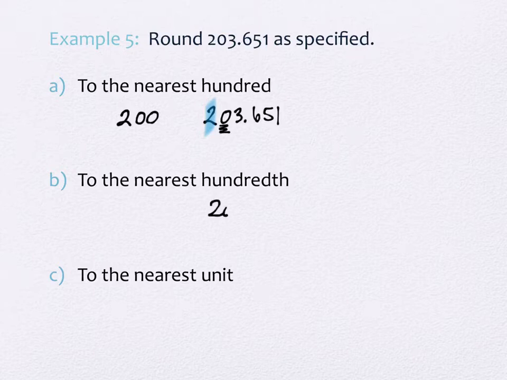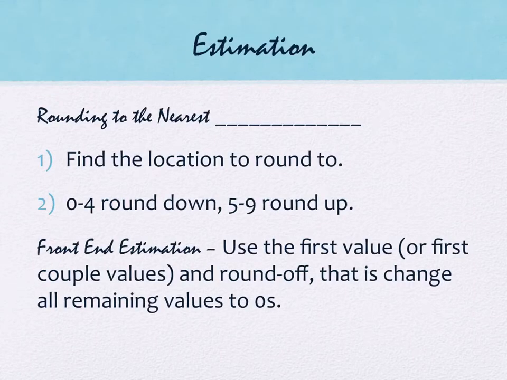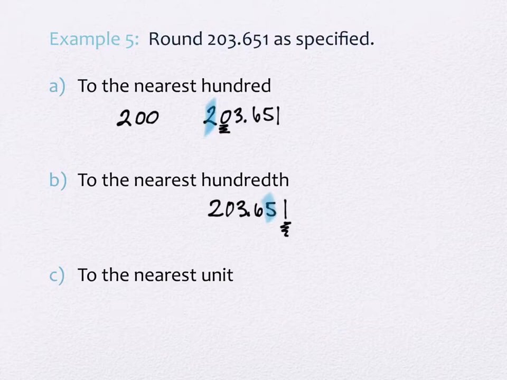The next one, I'll just keep writing it so that I can do some highlighting as we go. 203.651. It says hundredths. What number is in the hundredths place? It's a 5. So everything before the 5 will stay exactly like it is. The 5 will either stay a 5 or it will become a 6. Those are the only options. And we make the decision based on what comes after the 5. It's a 1. The 1 is in that 0 to 4, so it means everything after the 5 goes down to 0. So this is 203.65.